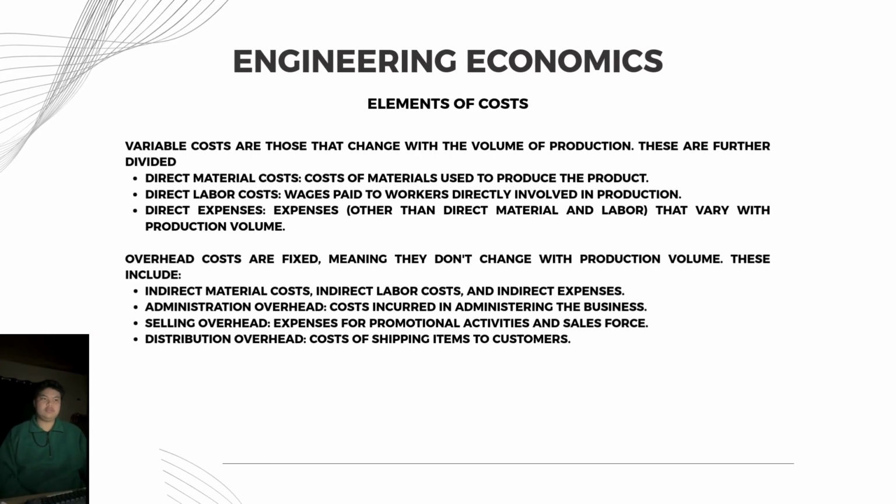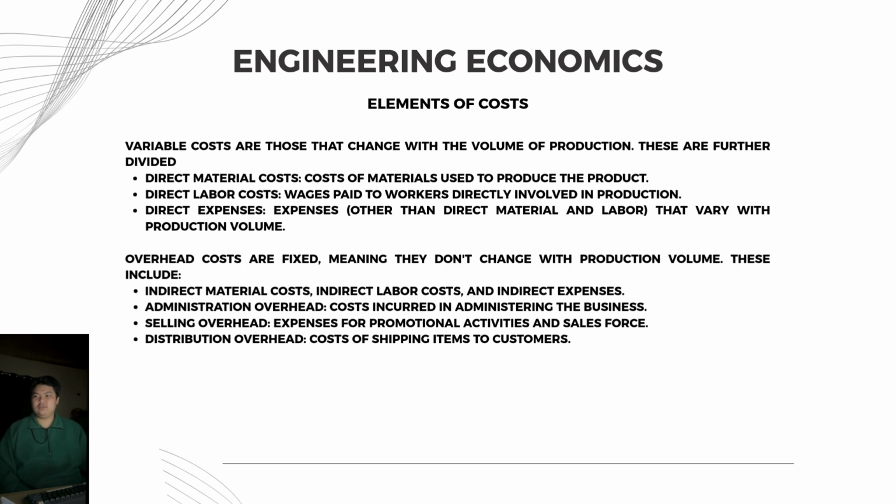In engineering economics, we have the element of cost. Variable costs are those that change with the volume of production. These are direct material costs, direct labor costs, and direct expenses. Direct material cost is the cost of materials used to produce the product. Direct labor cost is the wages paid to workers directly involved in production. Direct expenses are expenses that vary with production volume.